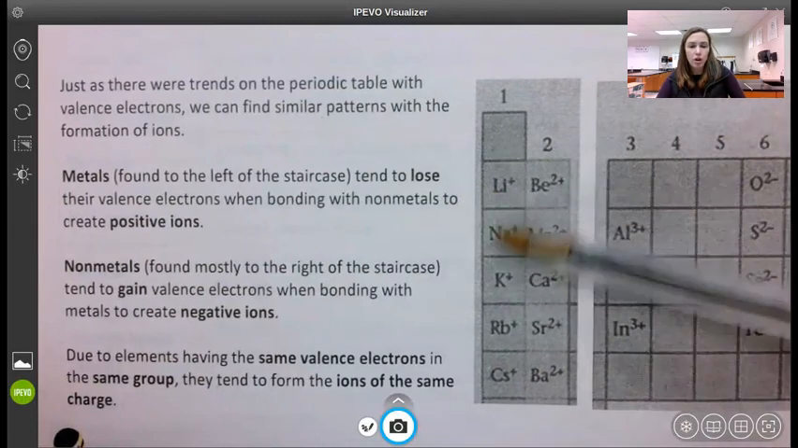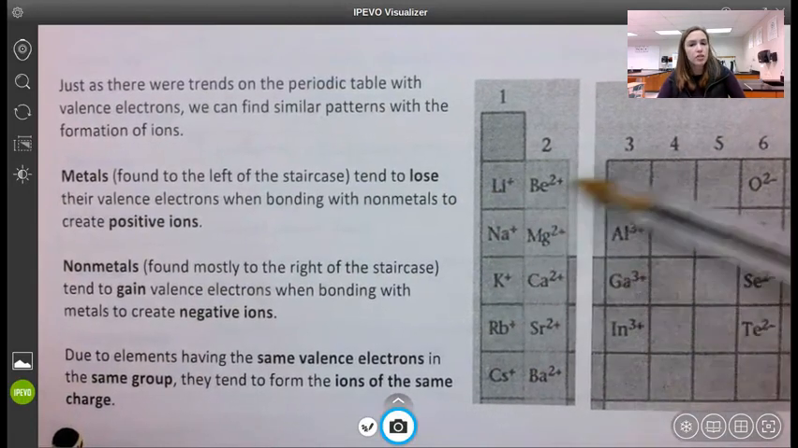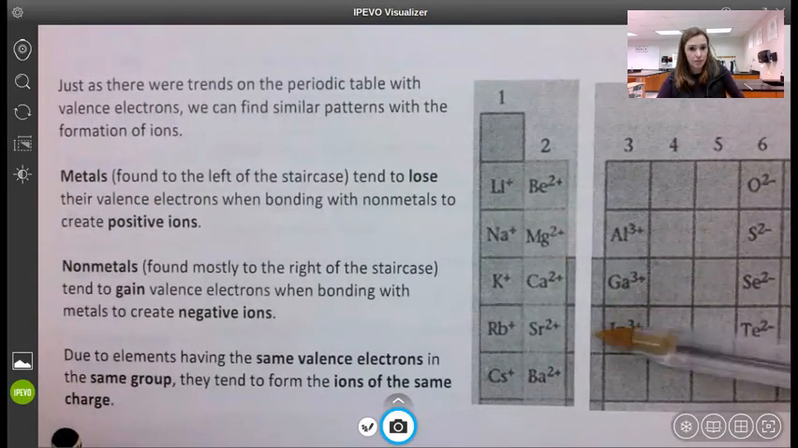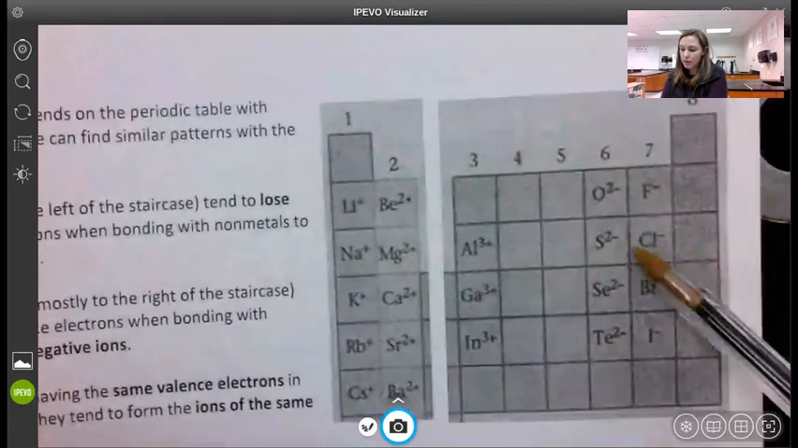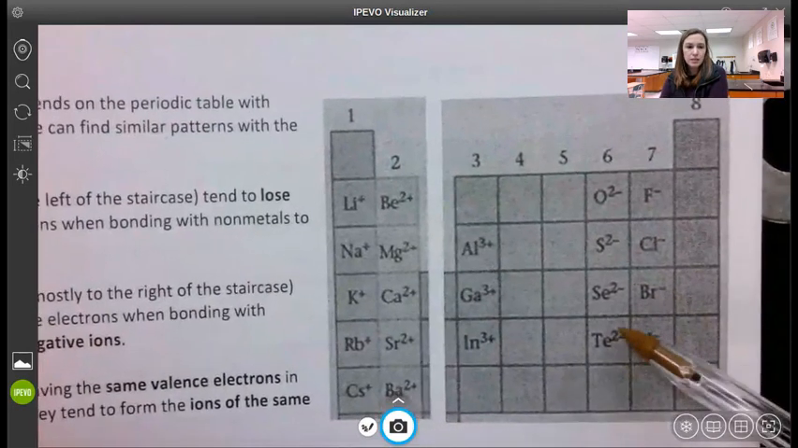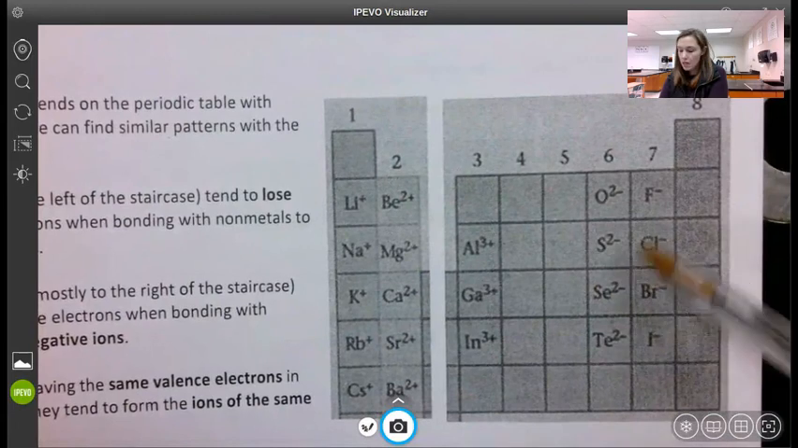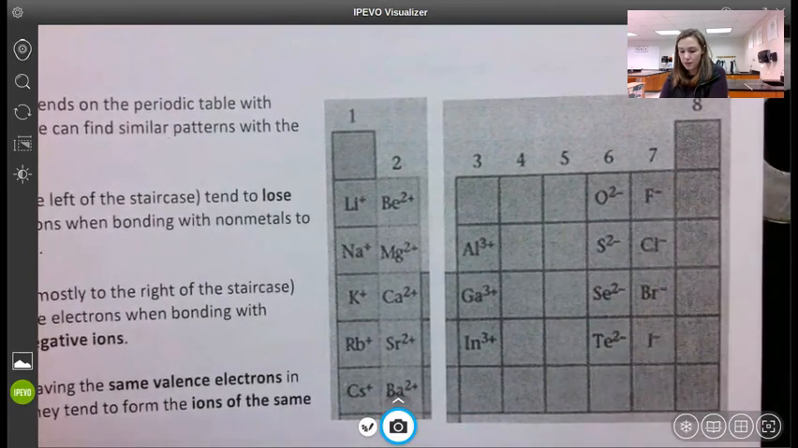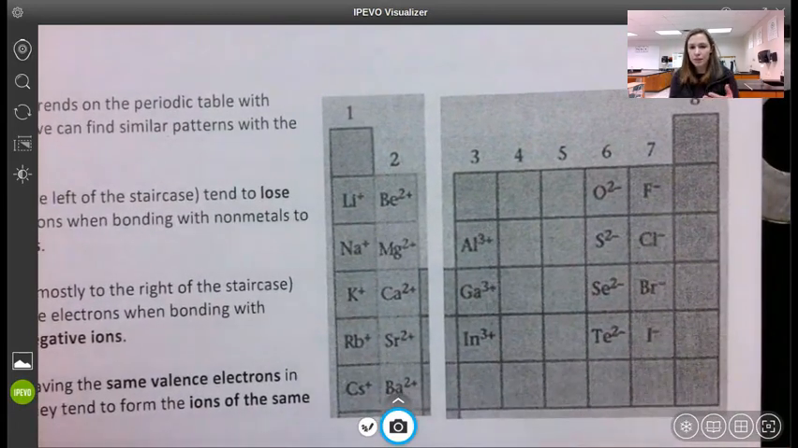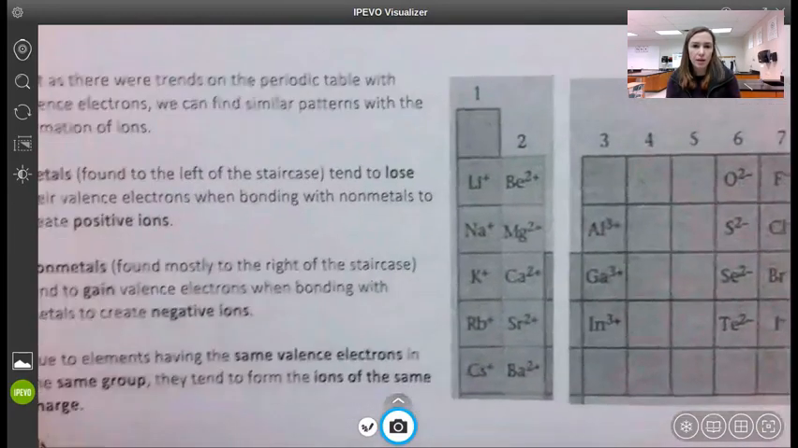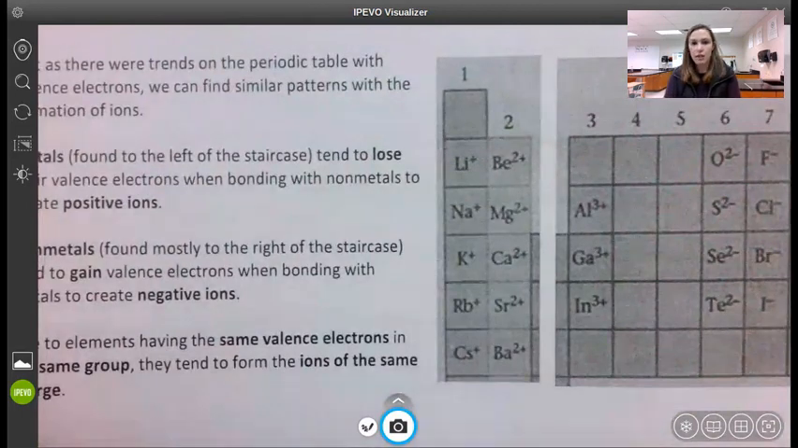So metals, which are to the left of the staircase, these guys are going to tend to lose valence electrons and tend to form positively charged ions because of it. We're going to see with our nonmetals, with the exception of our noble gases, these guys are going to tend to gain valence electrons when bonding and create negative ions. So you're going to see that due to elements having very similar number of valence electrons, they're going to tend to form similar ions, which can be helpful as you start to go through that.